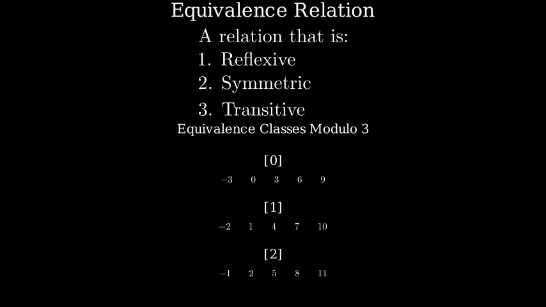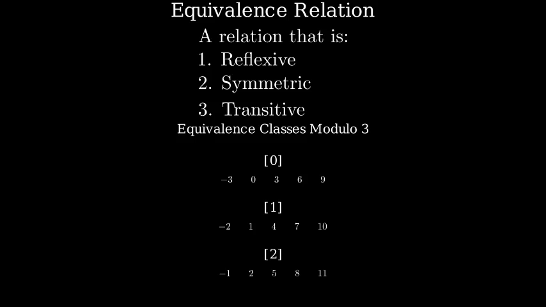For example, in congruence modulo 3, the integers are grouped as follows. Numbers that give remainder 0 when divided by 3, like 0, 3, 6; numbers that give remainder 1, like 1, 4, 7; and numbers that give remainder 2, like 2, 5, 8.